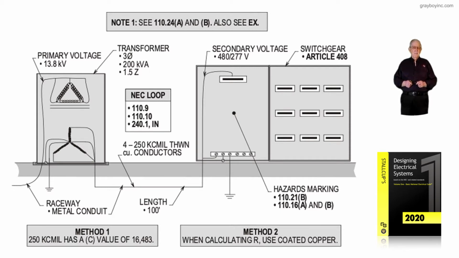But notice the NEC loop. Let's talk about that for a moment. 110.9 just says that all the terminals, the conductors and insulation and so forth, in an electrical circuit or system should not be damaged if a short circuit or ground fault condition occurred.